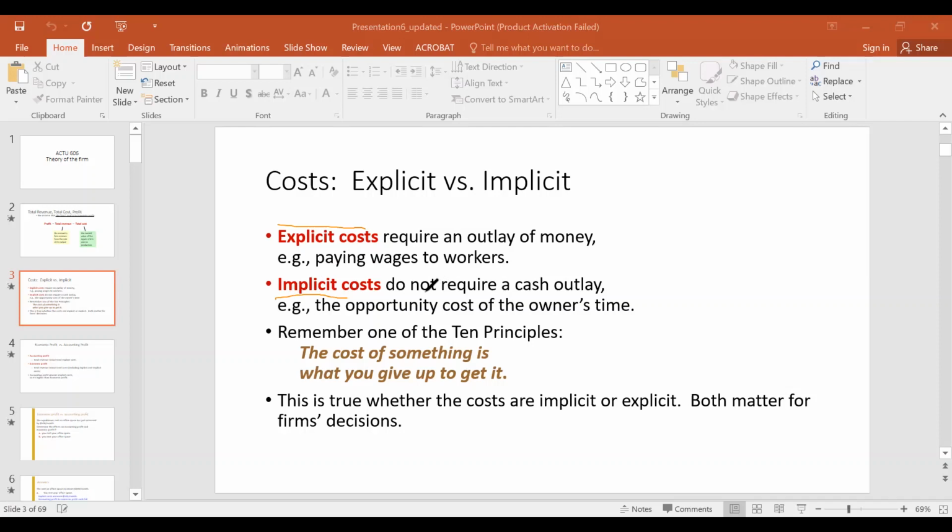And then we have implicit. Here there is no outlay of cash. It's mainly the opportunity cost of the owner's time. If you run your own business, you are sweeping your own office instead of employing somebody. If you had employed somebody, you would have paid money. That would have been an explicit cost. If you sweep the office yourself, you are not paying yourself for the sweeping, but you are using your time. Your time could have been spent somewhere to make money.